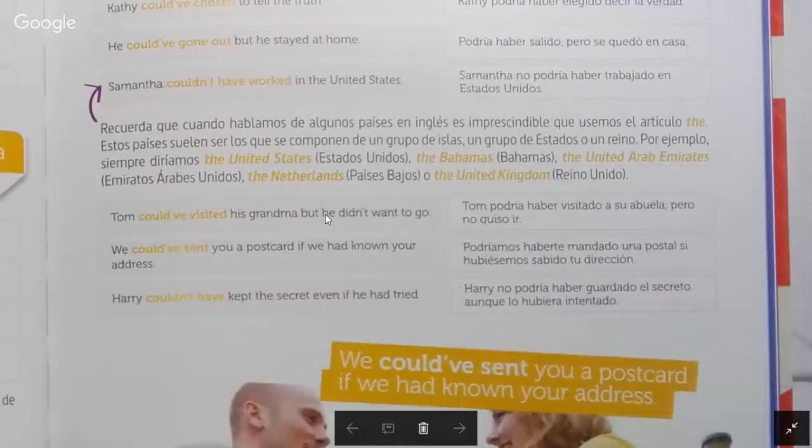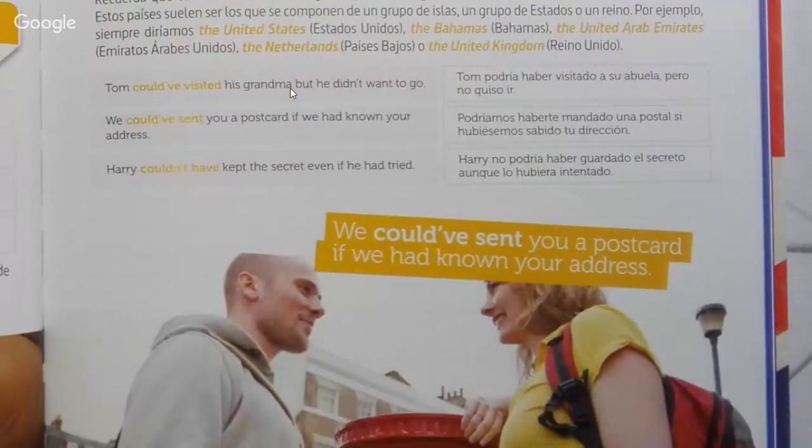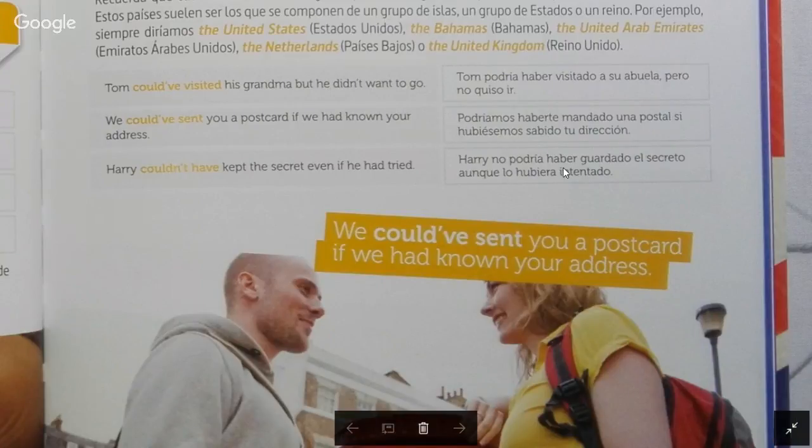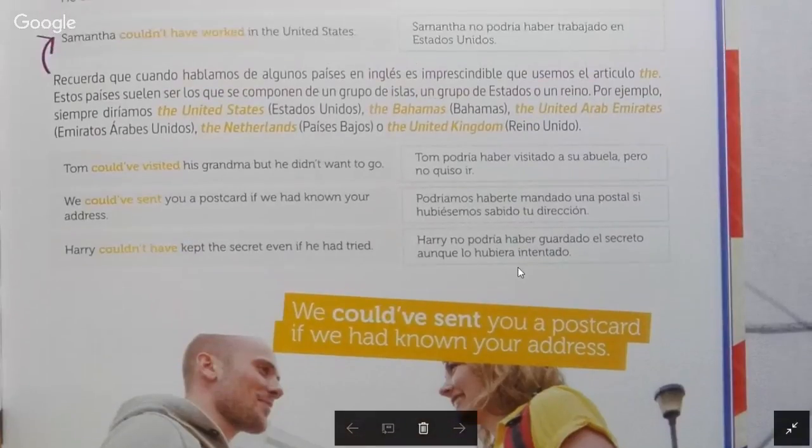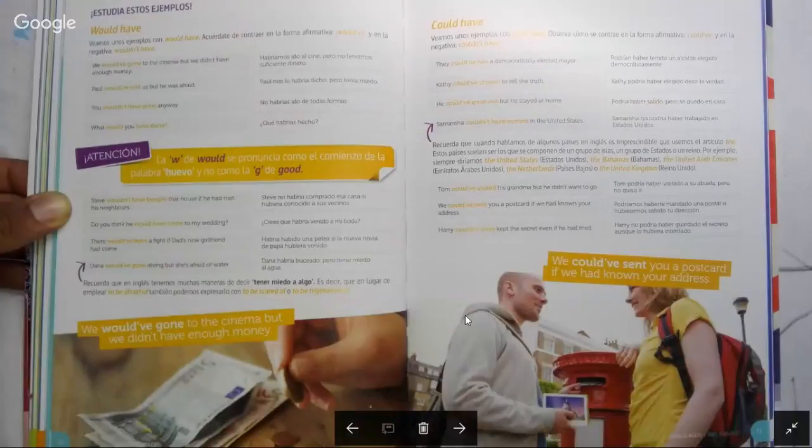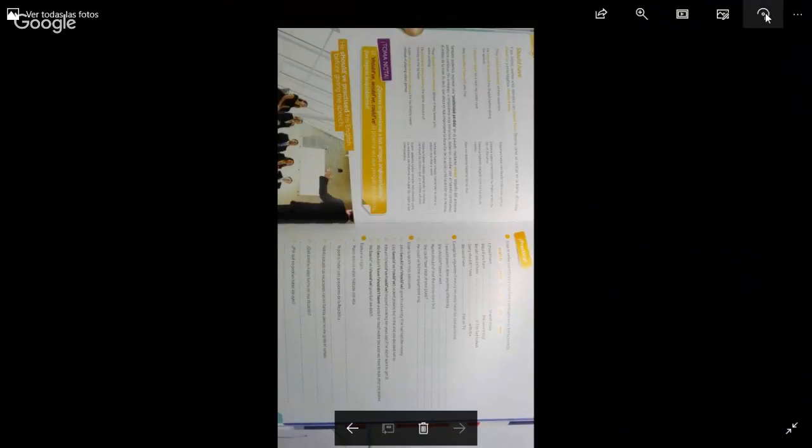Okay. And now here with Tom. Tom could have visited his grandma, but he didn't want to go. He could have sent you a postcard if he had known your address. Harry couldn't have kept the secret even if he had tried. Okay, now let's go with the activities.